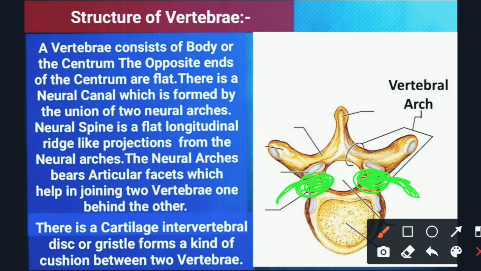Articular facets, और फिर उसके बाद क्या है? Cartilage या फिर intervertebral gristle है यहाँ पे। ये वाला पार्ट जो है, यहाँ पे होता है कुशन, like a pad-like structure जो act करता है like a cushion between the two vertebrae. ठीक है, दो vertebrae के बीच में होता है ये, so that there is a cushion between the two vertebrae.